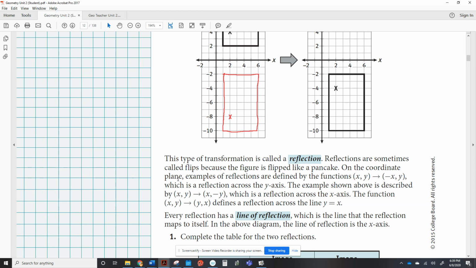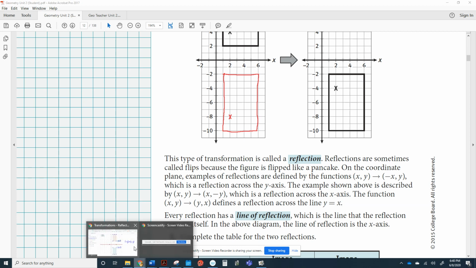It says on the coordinate plane, examples of reflection are defined by functions, and this is the function x comma y. Any point x, y will map to, this one says -x, y because it's reflected over the y-axis. I'll show you that in just a second. And then this one's talking about x comma y maps to, or moves to, x comma negative y, which is reflection over the x-axis. All right, and then this one right here, and I'll show you both of those. So let me go back over here and I'll show you both of those.